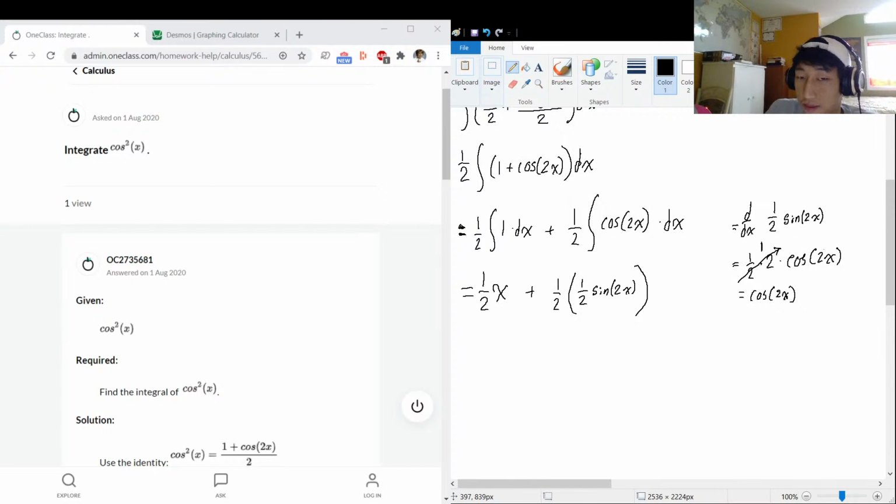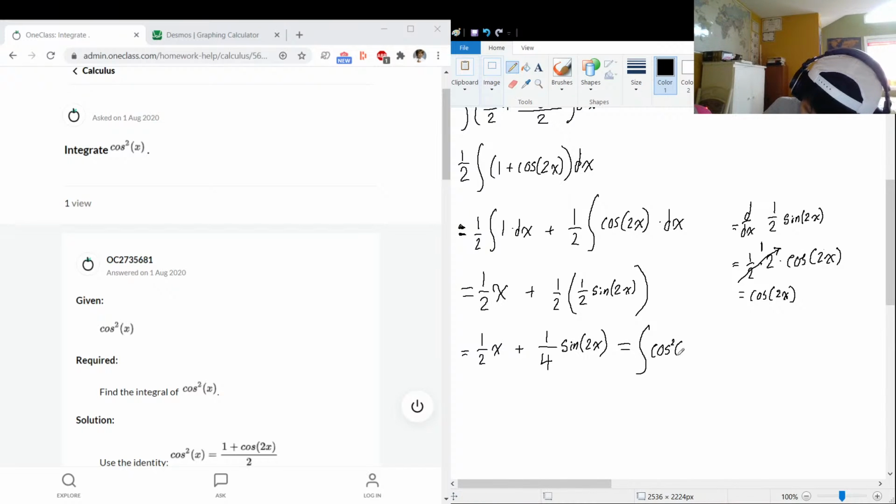Okay, cool. Now we can expand out and multiply the 1/2 into here. So we'll get 1/2 x plus 1/4. The denominator 2 here multiplies the denominator 2 here, that becomes 1/4. Well, 1/2 times 1/2, that's a half of a half, that's a quarter. So that makes sense to me. Multiply that by sine of 2 times x. And that is equal to the integral of cos squared x dx. And that would be our final answer.